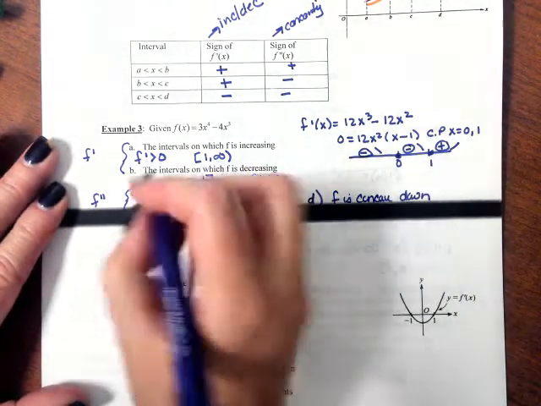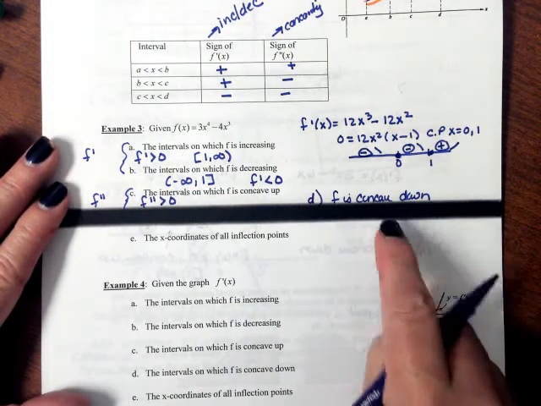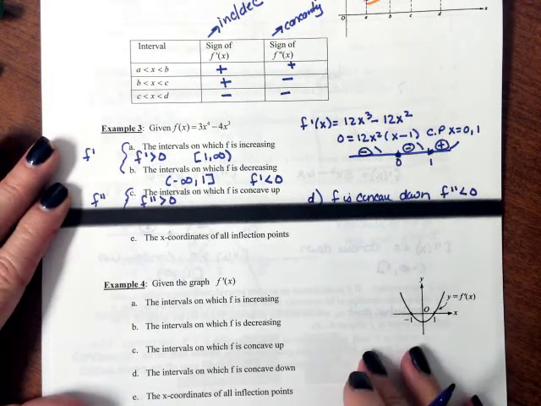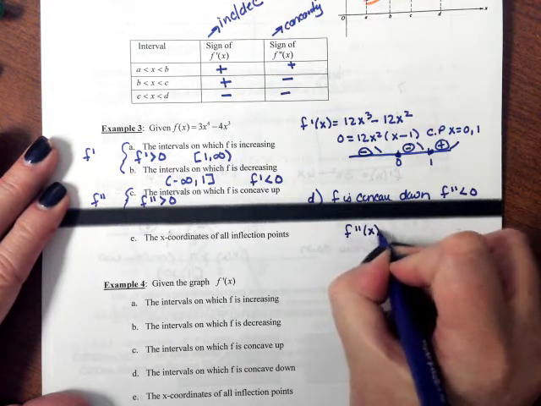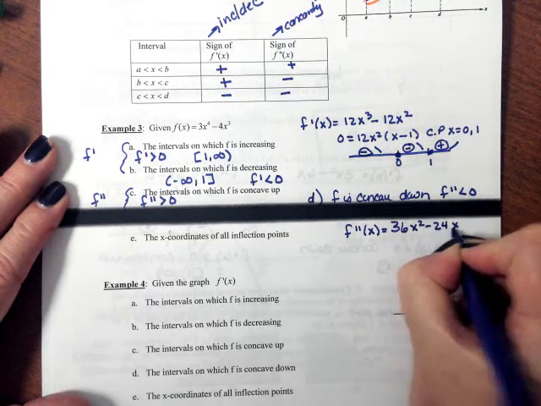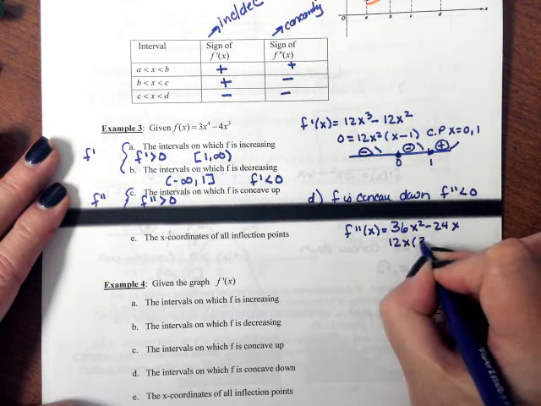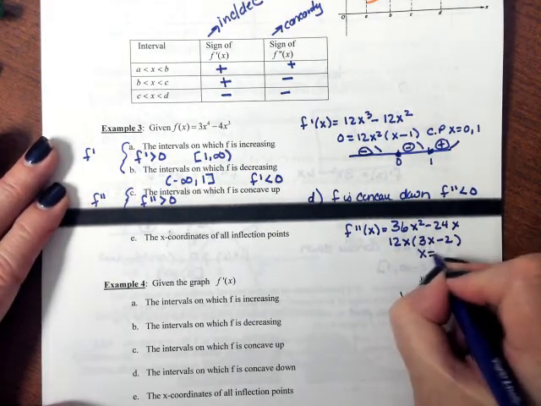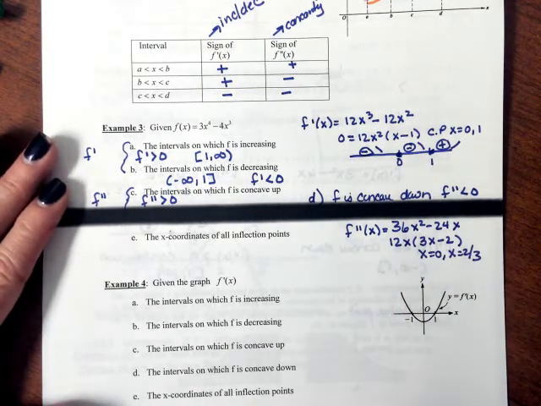So to determine where I'm concave up, remember my second derivative has to be greater than 0. Where I'm concave down, my second derivative has to be less than 0. So I found my first derivative, so now I'm going to find my second derivative. That's going to give me 36x squared minus 24x. I can factor out a 12x. That's going to leave me with a 3x minus 2. So I have x equals 0 and x equals 2/3 as possible inflection points.